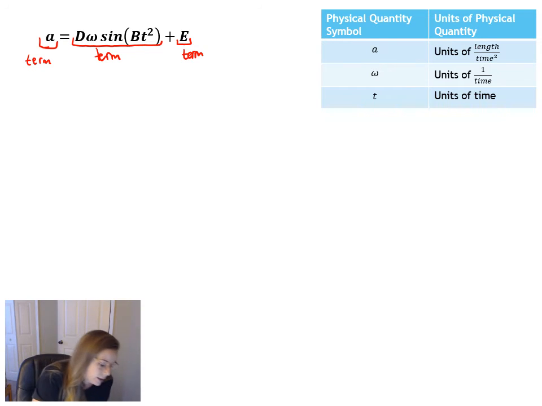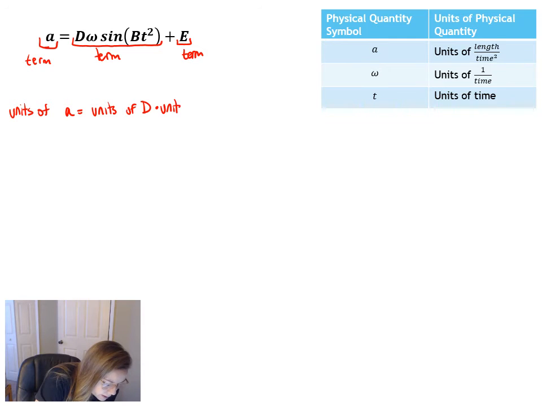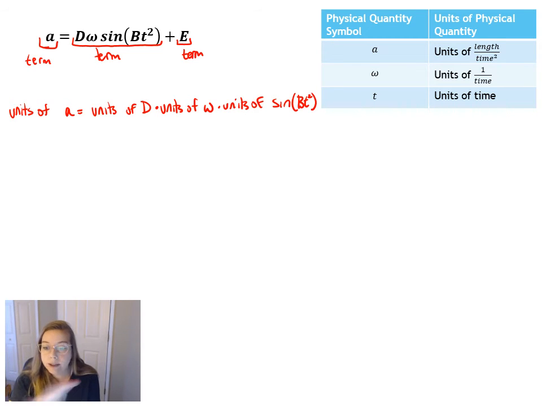We know that the units of A have to be equal to the units of D times the units of omega times the units of sine BT squared. Okay, we're only looking at units. I can ignore the E, that term right there, because it's just giving me redundant information. It's also true that the units of A are equal to the units of E. So we weren't given those, so let's just use the terms that we do know the units of, or the one that we're trying to figure out.